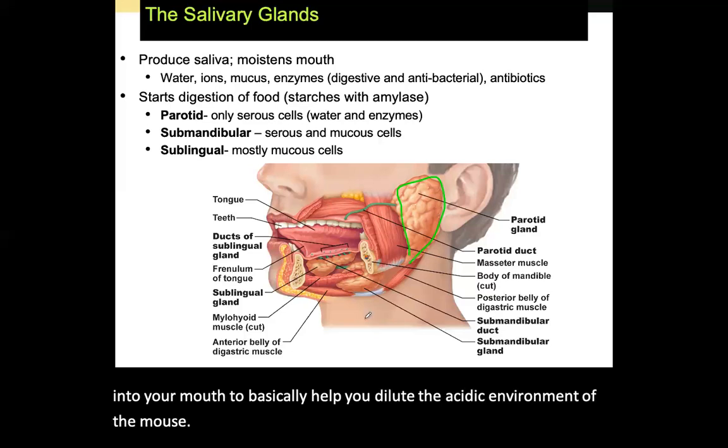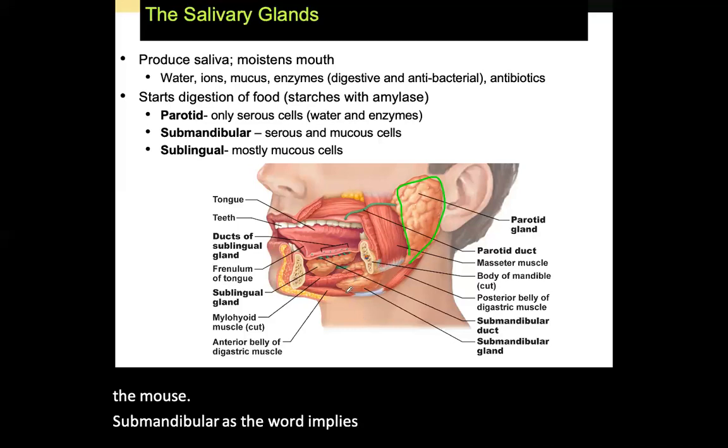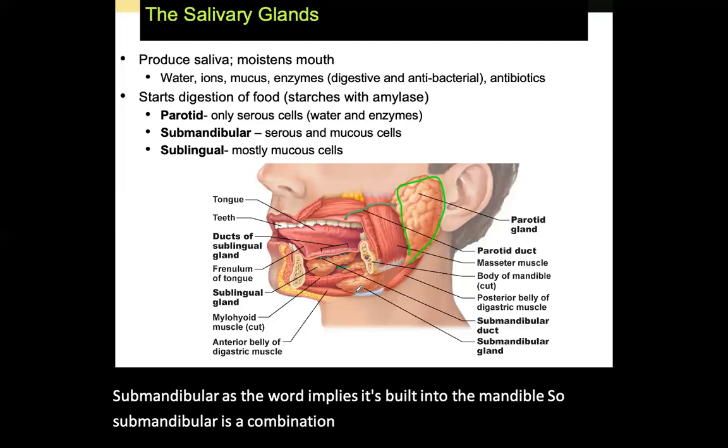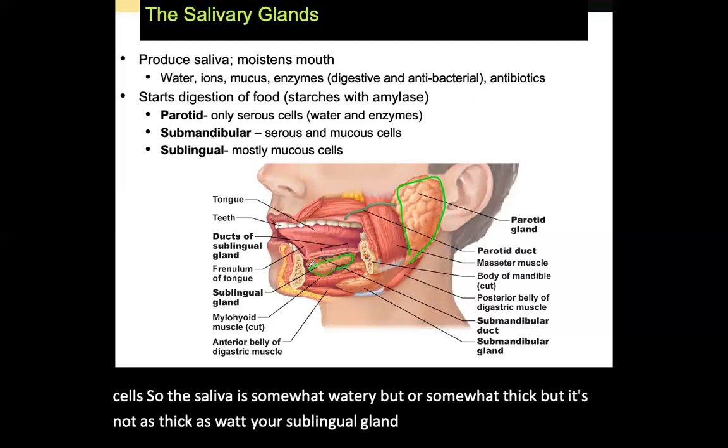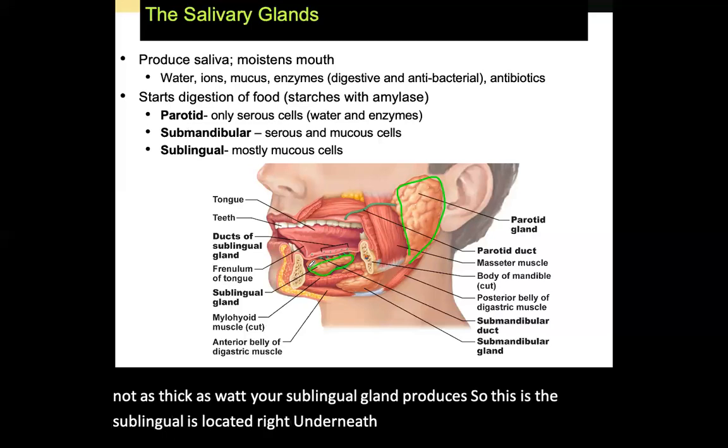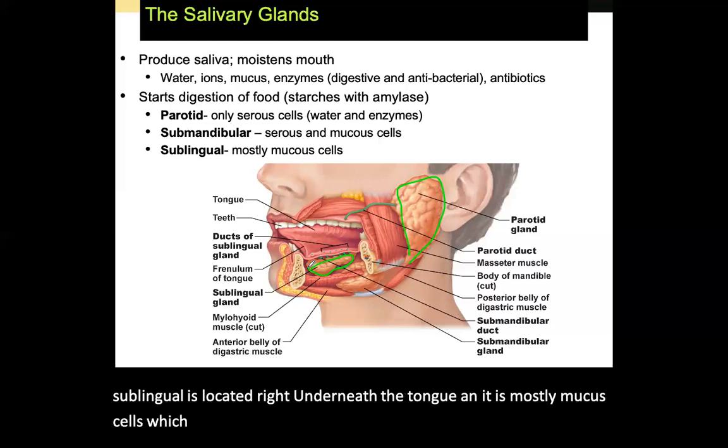Submandibular, as the word implies, is built into the mandible. So submandibular is a combination of both serous cells and cells called mucus cells. So the saliva is somewhat thick, but it's not as thick as what your sublingual gland produces. So this is the sublingual. It's located right underneath the tongue, and it is mostly mucus cells, which implies that it produces the thickest saliva your body makes.